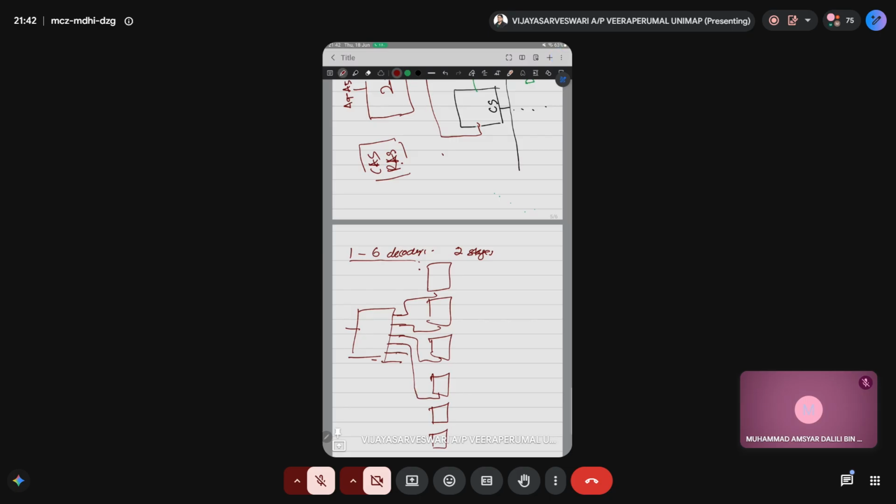Let's say I need 3 stages. Again, you have a 6 here and a 6 here, right? So you have to put another 1, 2, 3, 4, 5, 6 for this one, and another 1, 2, 3, 4, 5, 6 for this one, and another 1, 2, 3, 4, 5, 6 for this one, and so on until you finish accordingly.